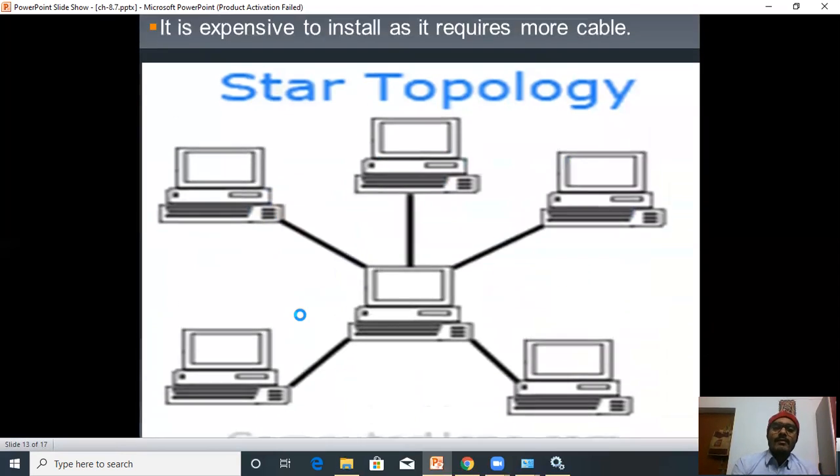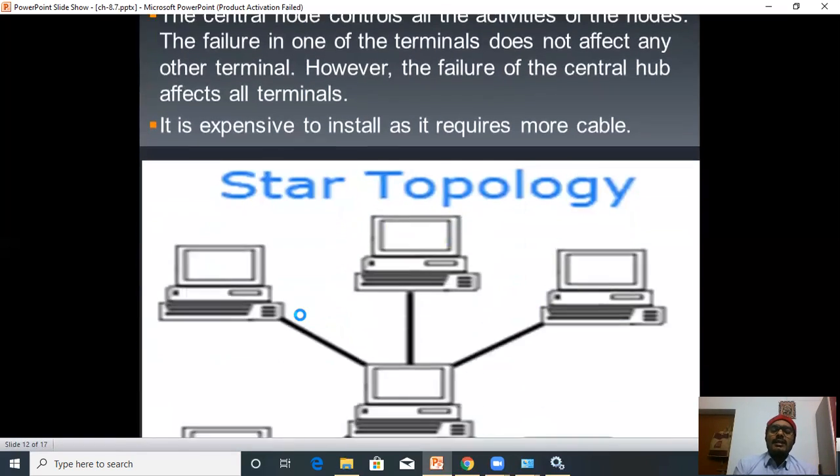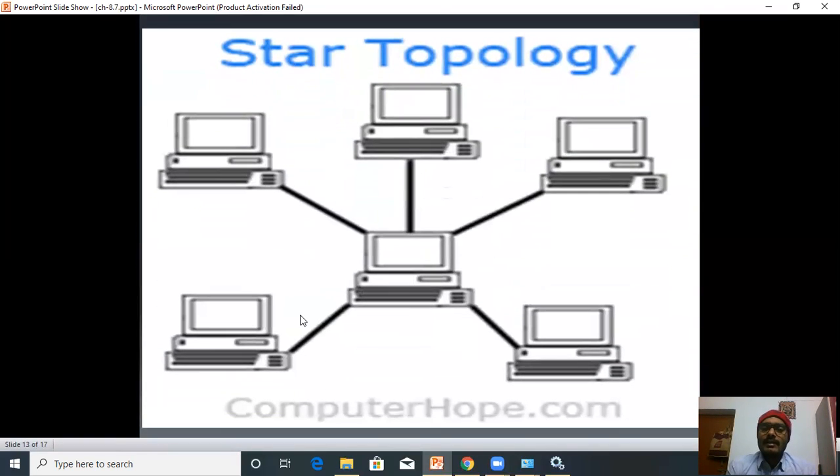Okay. Now the last point, it is expensive to install as it requires more cables. You can see there are a lot of cables, so it is very expensive to install. But once you install it, you can use this type of topology for sharing of data as well as hardware resources in a very good manner. And nowadays, most of the internet or most of the networks are based on the star topology.